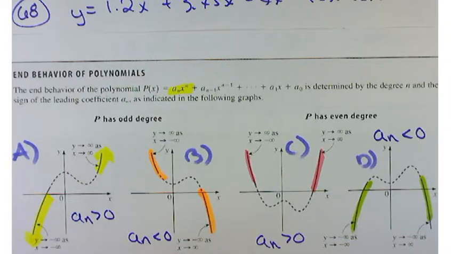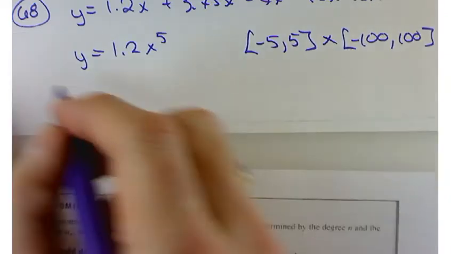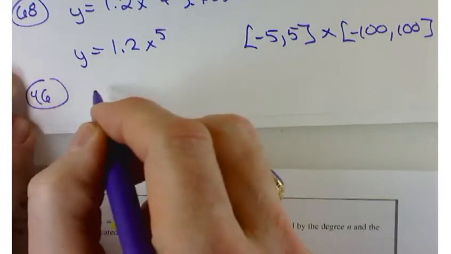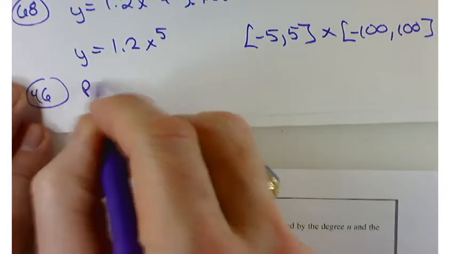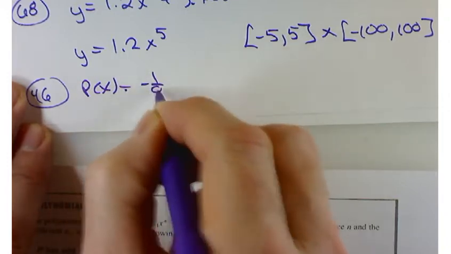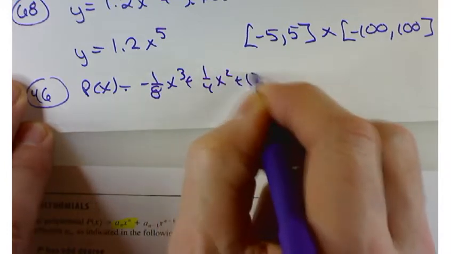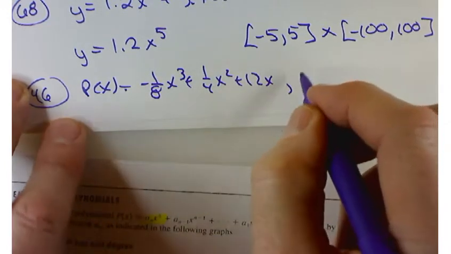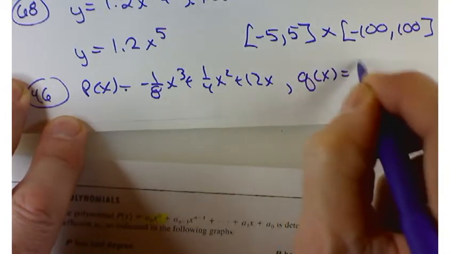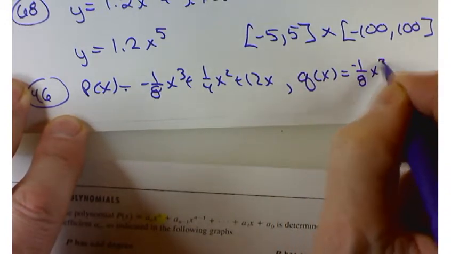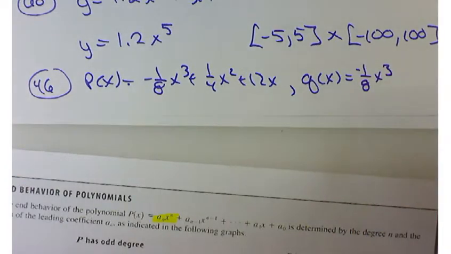You can see that again looking at problem number 46. Let's see, where do I got 40? So 46, and we're not going to graph it. I'm just going to put it up here for you. P of x is negative 1/8 x cubed plus 1/4 x squared plus 12x. And then q of x is negative 1/8 x cubed. So those two should look pretty similar at kind of a zoomed out level.